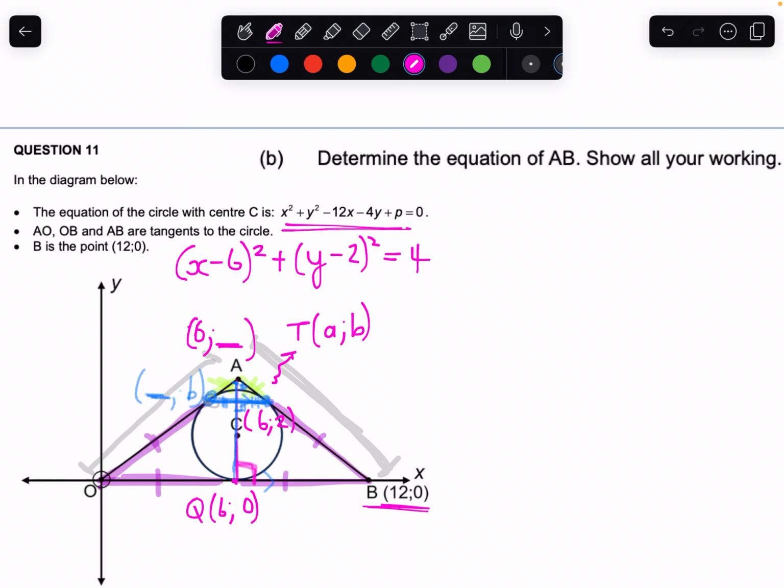Yeah, that would be great. So how could I find its coordinates? Well, if I could find the length of CA somehow, that would be a great help. How could I find the length of CA?